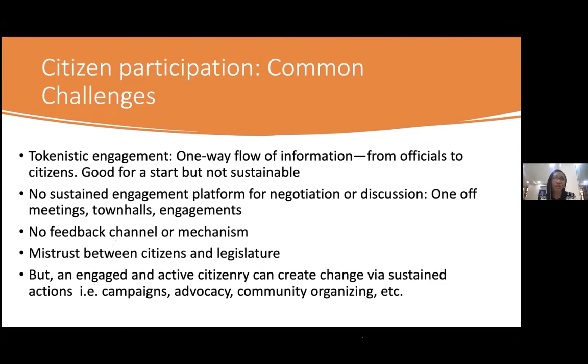aim. So it's not enough, although this is a responsibility on the part of the legislature itself, it's not enough to just put out information. They have to create platforms and opportunities for there to be a two-way engagement. Then again, another challenge: no sustained engagement platform for negotiation or discussion. For instance, with meetings, town halls, engagements, I would really love to ask this question.